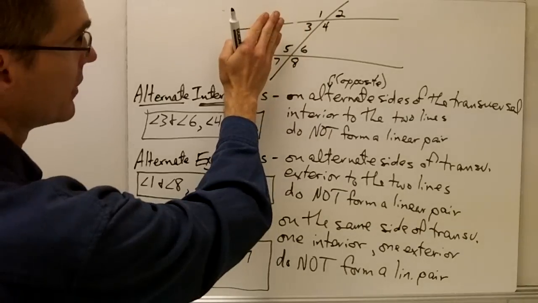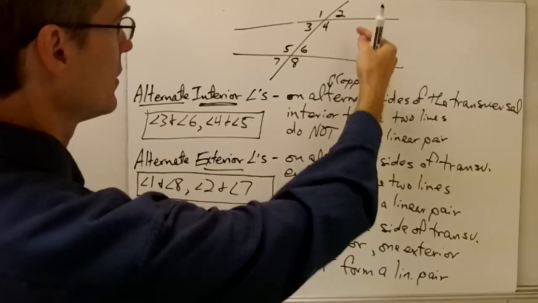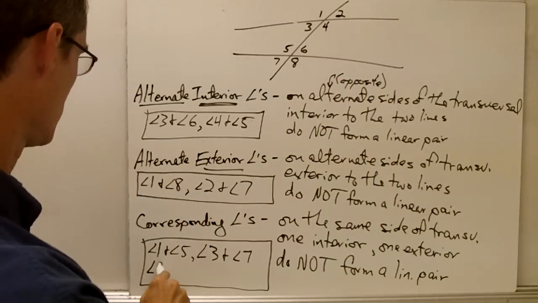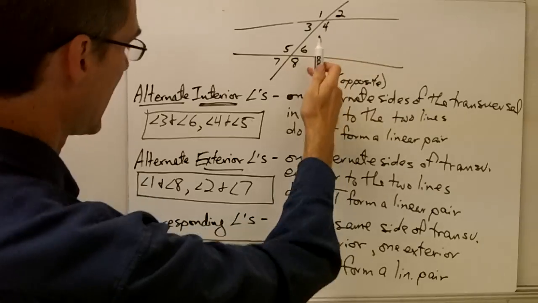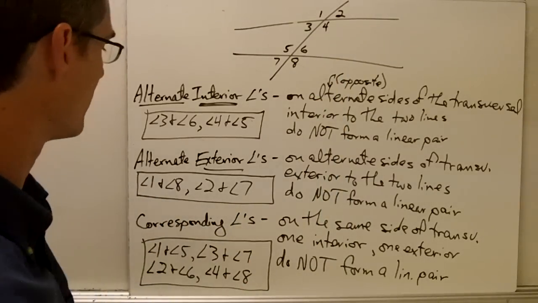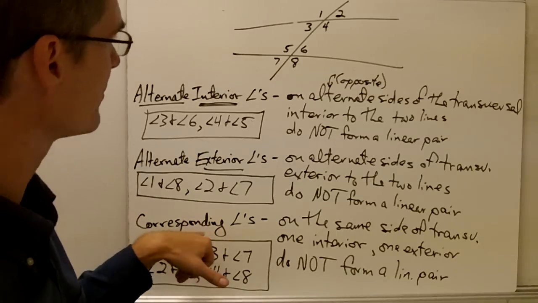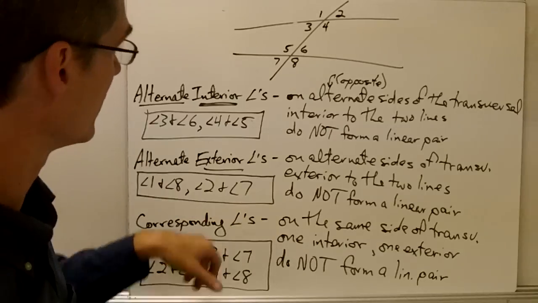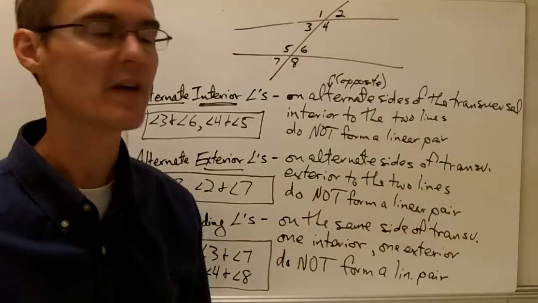Now, that's only on the left-hand side of the transversal. Let's look at the other side of the transversal. Angles 2 and 6 form a pair of corresponding angles, and angles 4 and 8 also form a pair of corresponding angles. And you notice the corresponding angles are the only type of angle pair for this diagram where you actually have 4 pairs of angles. All the others only have 2 pairs of angles.